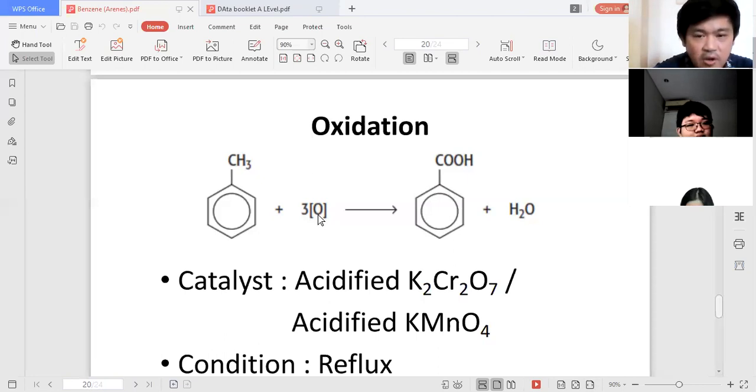What are examples of the oxidizing agent? It is acidified potassium dichromate or acidified potassium manganate. The condition has to be harsh, strong condition, which is reflux. How long the reflux is, we are not discussing in A level. We know that the condition has to be reflux. And the product becomes benzoic acid.